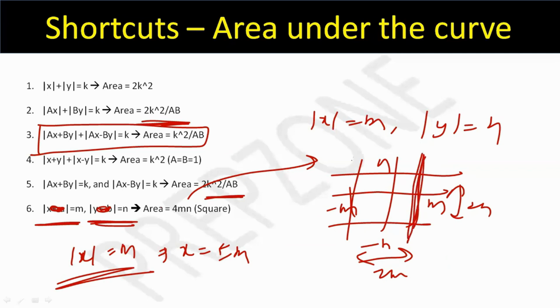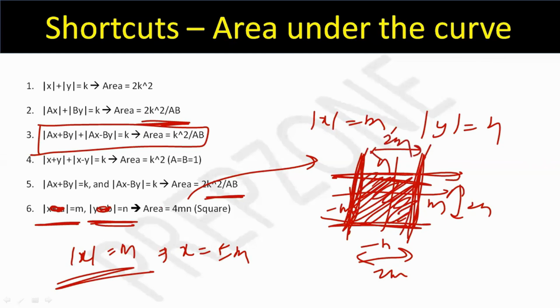X equals to m is this. X equals to minus m is this. Similarly, this is y equals to n and this is y equals to minus n. So the area that is bounded by these 4 lines is this rectangle, and plus m to minus m, this distance is 2m, plus n to minus n, this distance is 2n. So it's a rectangle of side 2m cross 2n. Hence area is 4mn. Great.